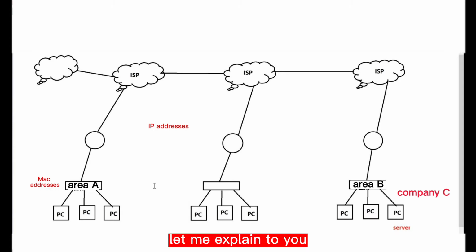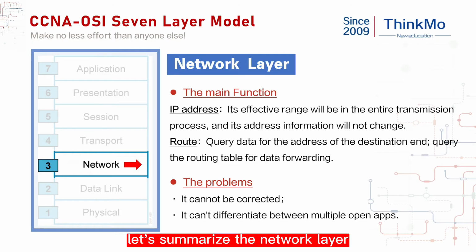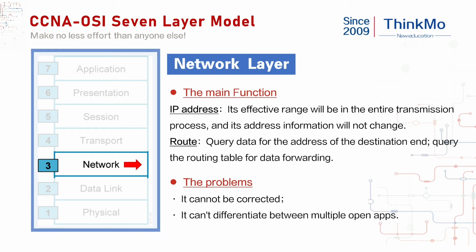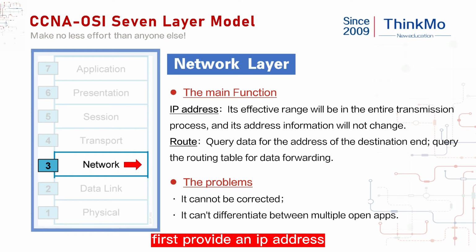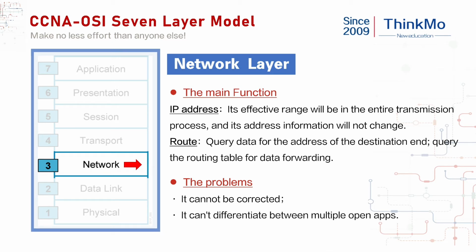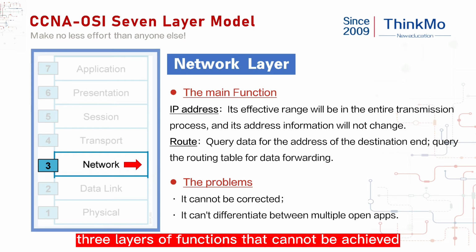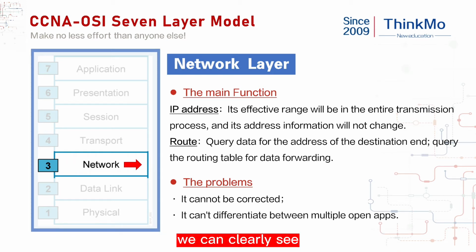Let me explain to you. Let's summarize the network layer. What the network layer can achieve: first, it provides an IP address to locate a device's location globally, so we can achieve forwarding. Next is routing. This is the function of our layer 3. But there are still functions that layer 3 cannot achieve. We can clearly see what layer 3 cannot do.